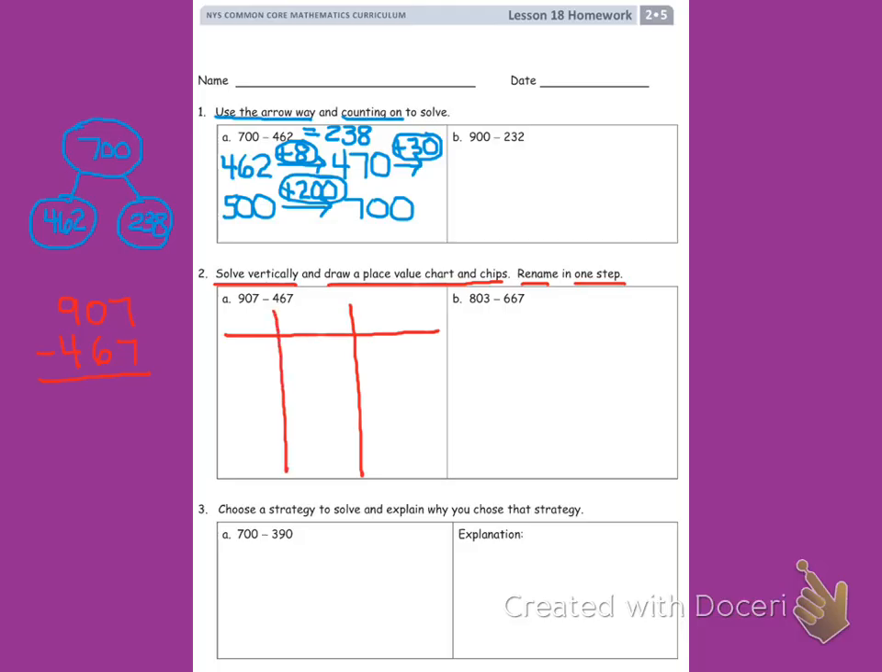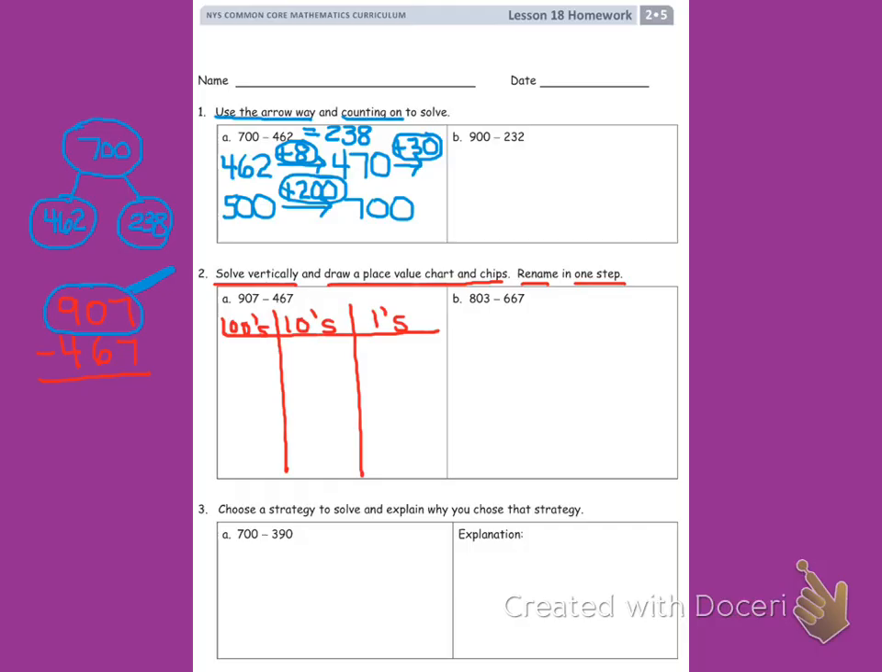I'll label it ones, tens, hundreds. Now, I'll go ahead and draw a magnifying glass around this top number to remind myself this is the number we look very closely at. I'll go ahead and draw that number 907 in the place value chart using chips.